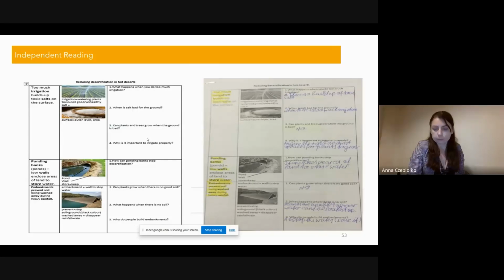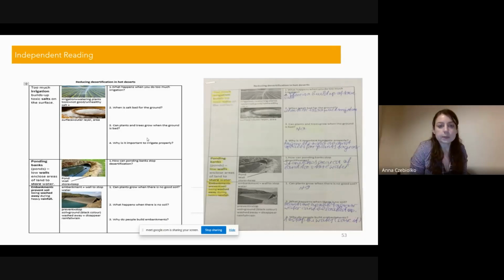Again here. So we've got the definition, pictures, and these are, let's call them common sense questions. What happens when you do too much irrigation? So it's just to get students to think, to use their prior knowledge, to think about geographical concepts, but in reference to what they already know.